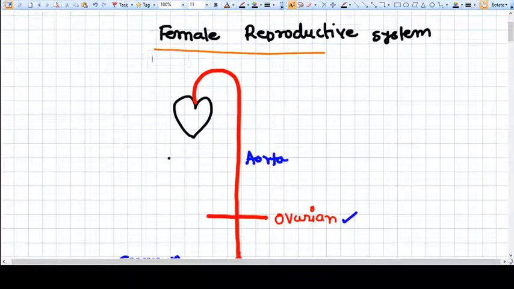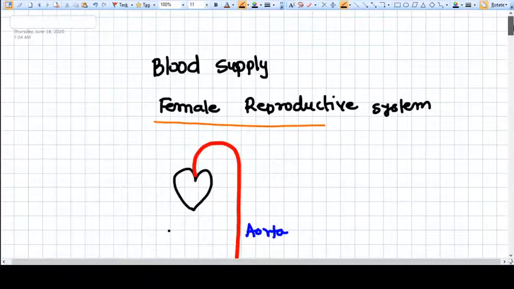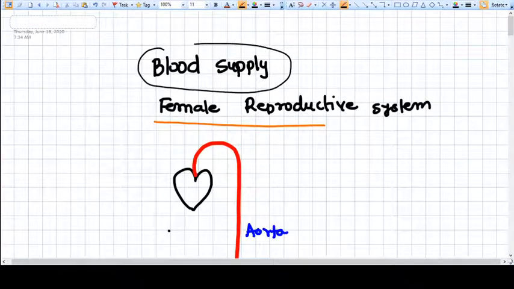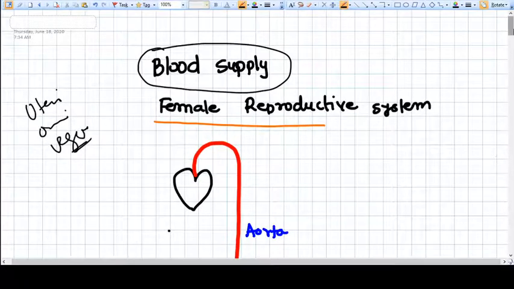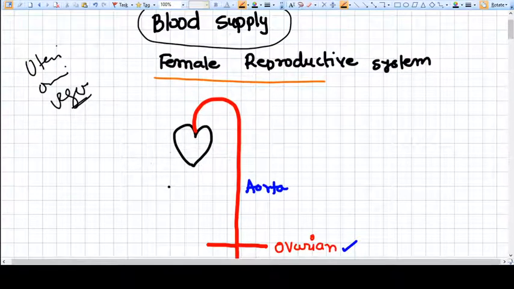Hey everyone, in this video we are going to talk about the female reproductive system's blood supply. So the blood supply of all the female reproductive system, that includes the uterus, ovaries, vagina and everything. So let's start from the heart itself. From the heart, the aorta arises.